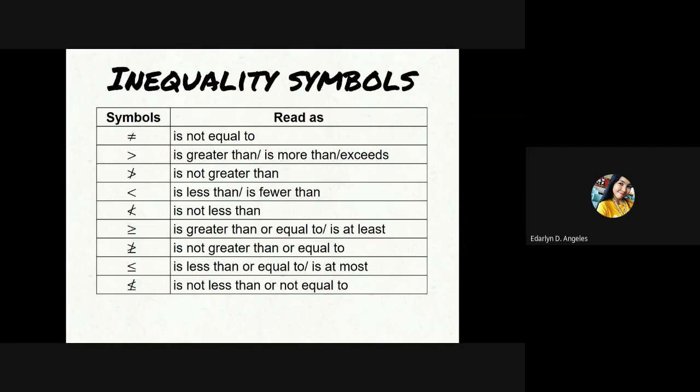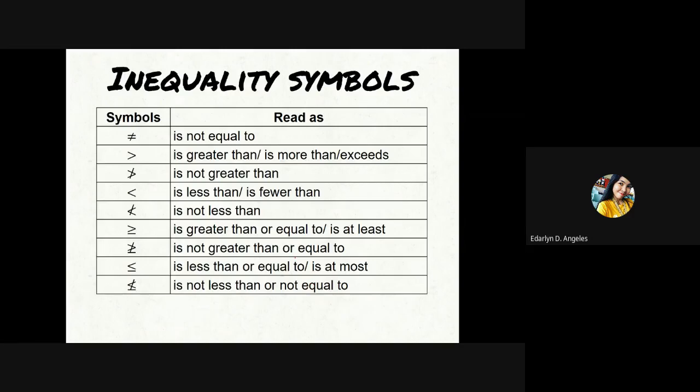And another one, this symbol, greater than with an equal sign or an underline under it. So it's read as is greater than or equal to, or is at least. Okay? If there's a slash to it, it is not greater than or equal to. And if it's less than with the equal sign at the bottom, with only one underline, it's read as is less than or equal to, or is at most. And lastly, the one that has a slash is read as is not less than or equal to.